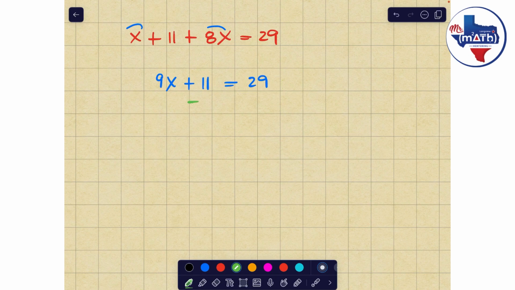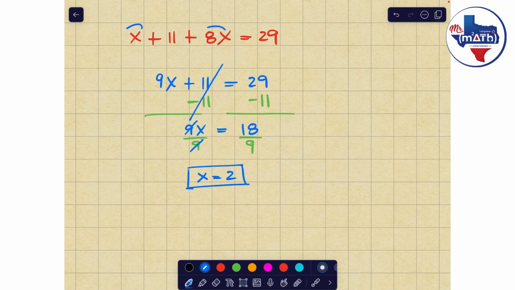Okay, let's subtract 11 on both sides, and this 11 here will cancel out, and we'll have 9x equals 29 minus 11, which is 18. And now let's divide by 9 on both sides. So this 9 and this 9 will cancel out, and we have x equals 18 divided by 9, which is 2. So this should be our answer.